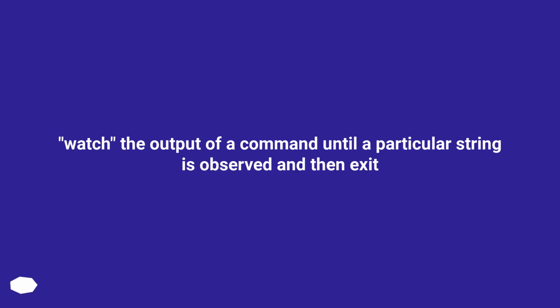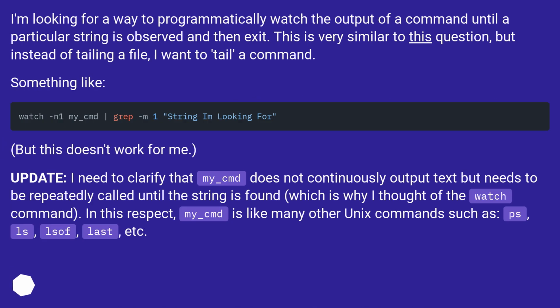Watch the output of a command until a particular string is observed and then exit. I'm looking for a way to programmatically watch the output of a command until a particular string is observed and then exit. This is very similar to this question, but instead of tailing a file, I want to tail a command. Something like.